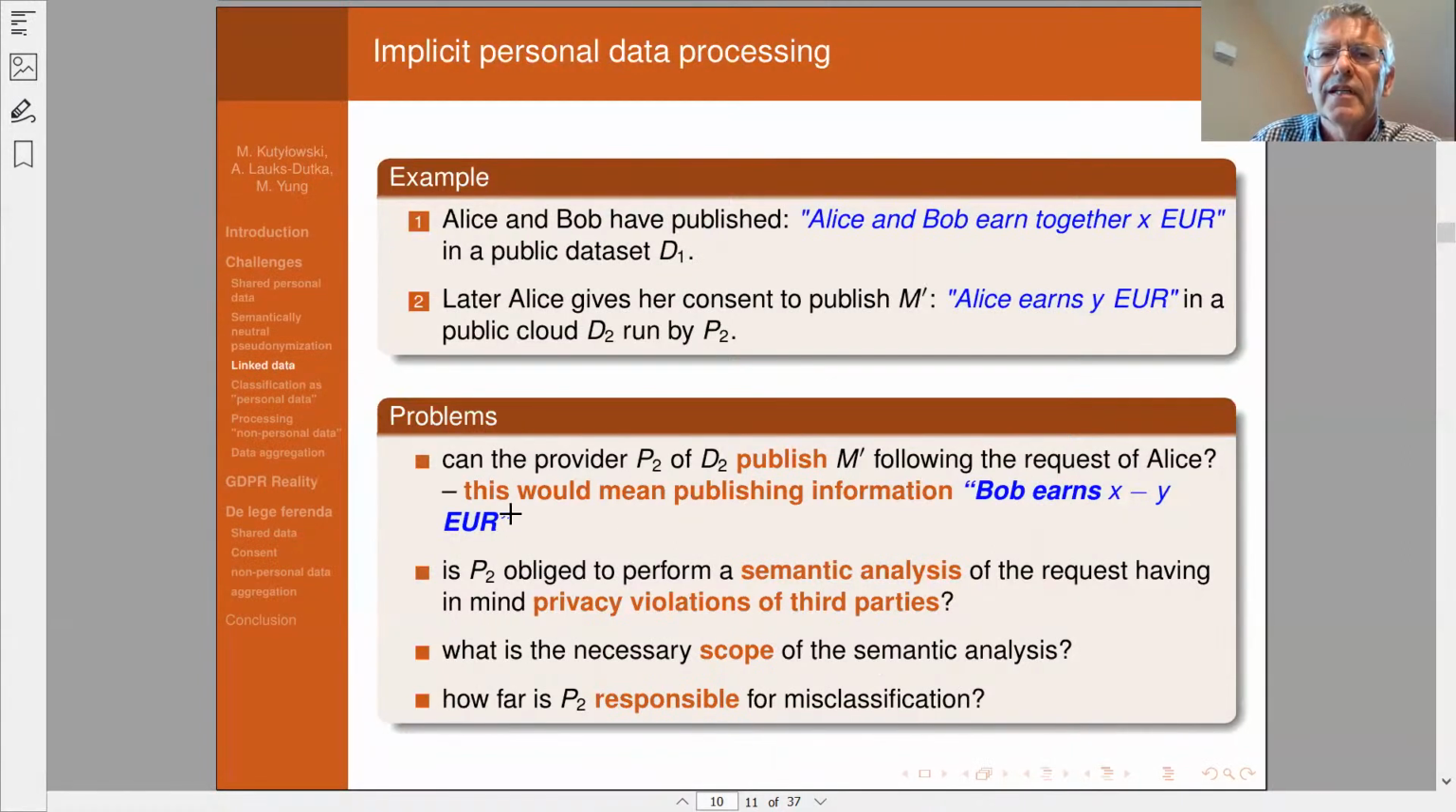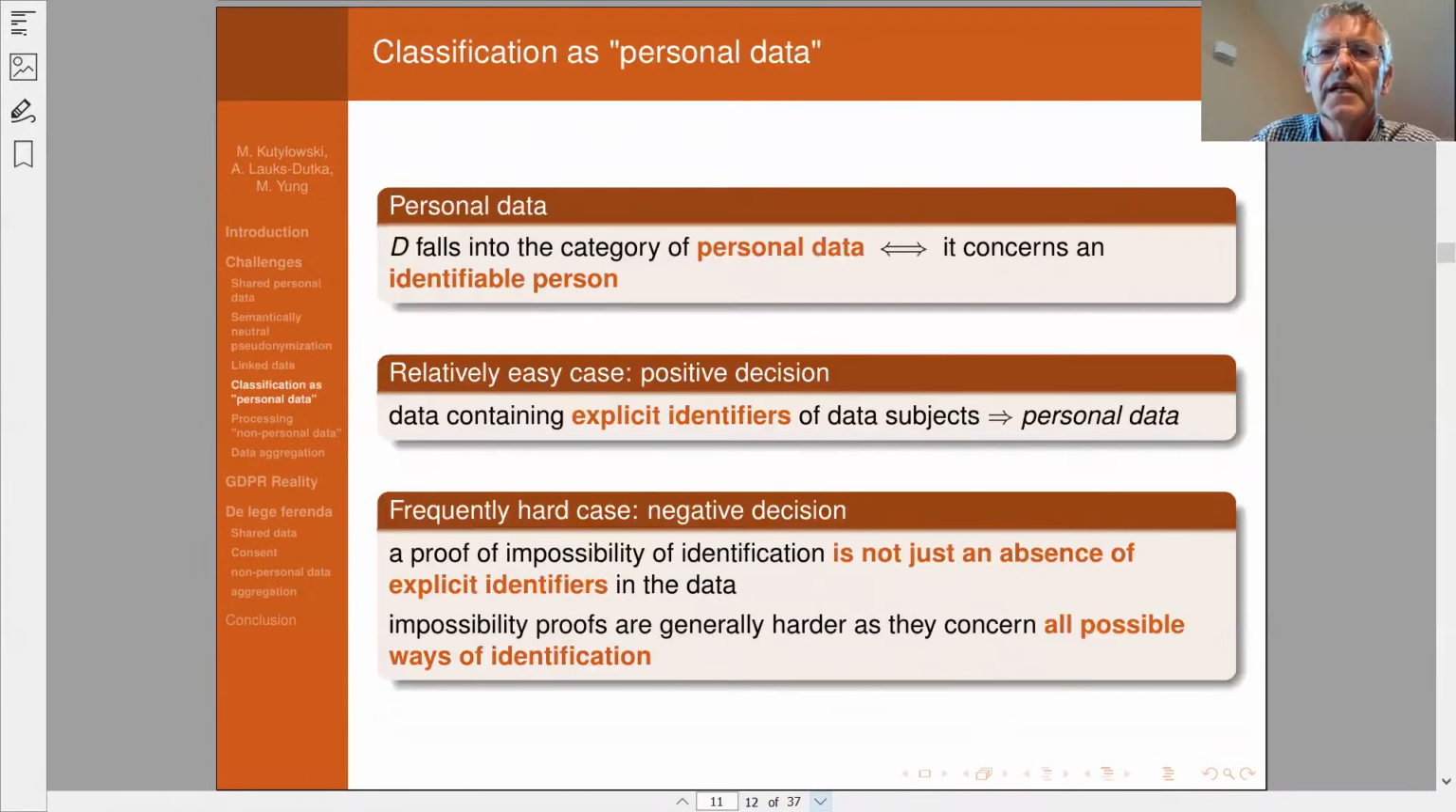Well, the problem is that implicitly, this would mean publishing information that Bob earns X minus Y euro. And this is personal information, of course, and maybe very sensitive. So what should P2 do? Perform some semantic analysis regarding violation of third parties? If so, then we have to define the scope of this analysis. And if there is some problem, a faulty classification, what is the responsibility of the party running the cloud for revealing personal data?